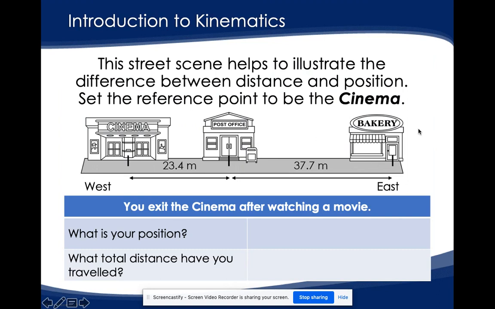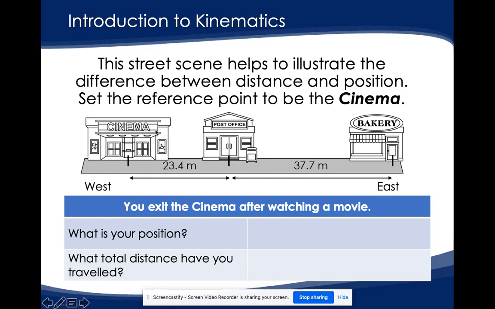So we're going to have a little example here. This street is supposed to help us look at different positions and distances and get a better idea of examples of that. We have a cinema, a movie theater, a post office, and a bakery. It shows you some distances between these here.